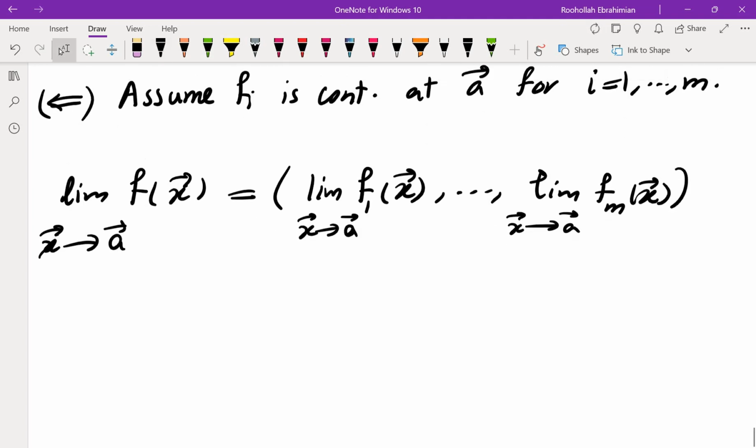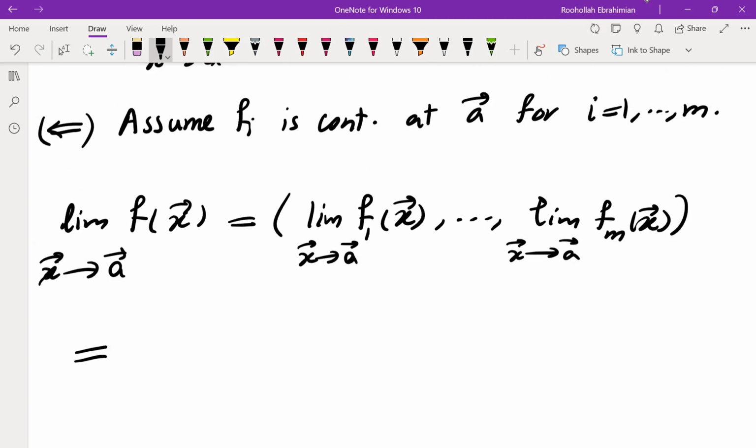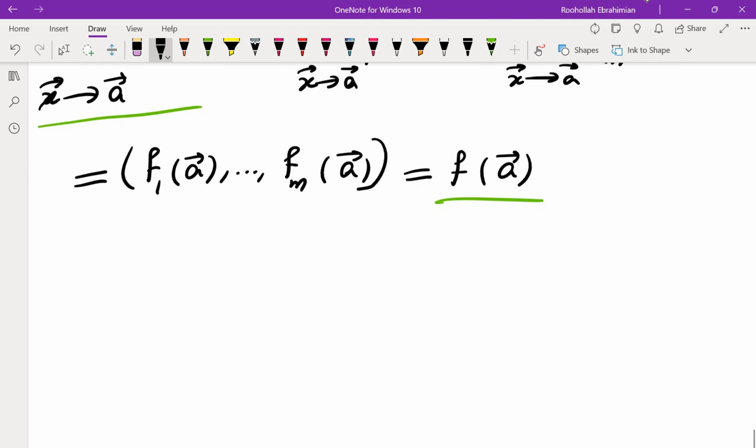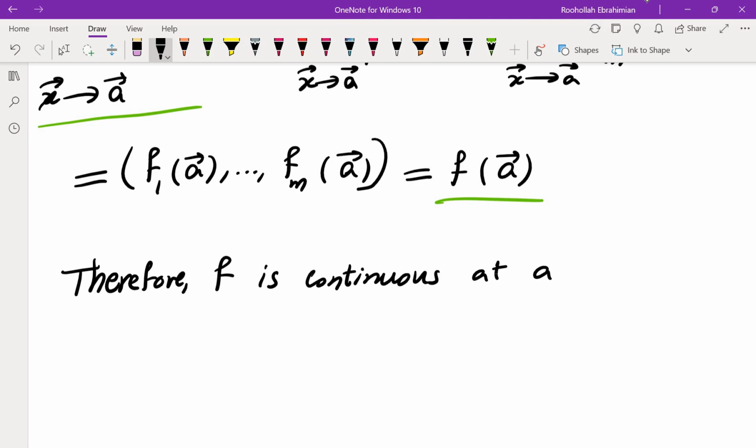At the same time, we know that each one of these is continuous. So the first one is f1 of a, and the last one is fm of a. And what is f1 of a through fm of a? That's just f of a. So we ended up getting the limit of f of x is f of a. And what does that mean? It means f is continuous. So therefore, f is continuous at a. And this completes the proof of this theorem.